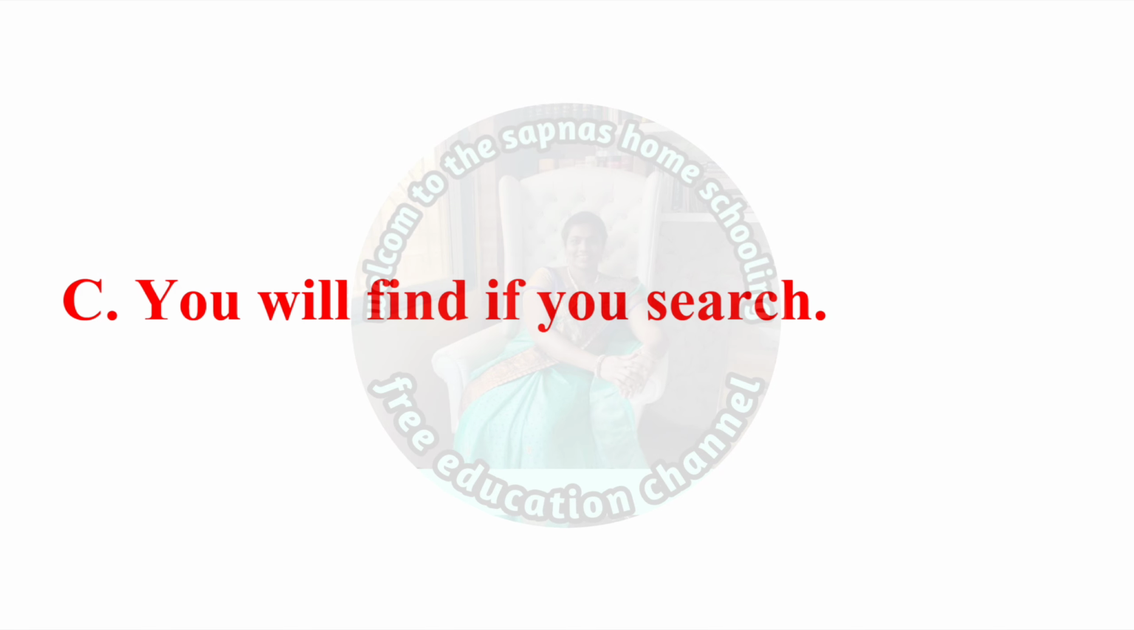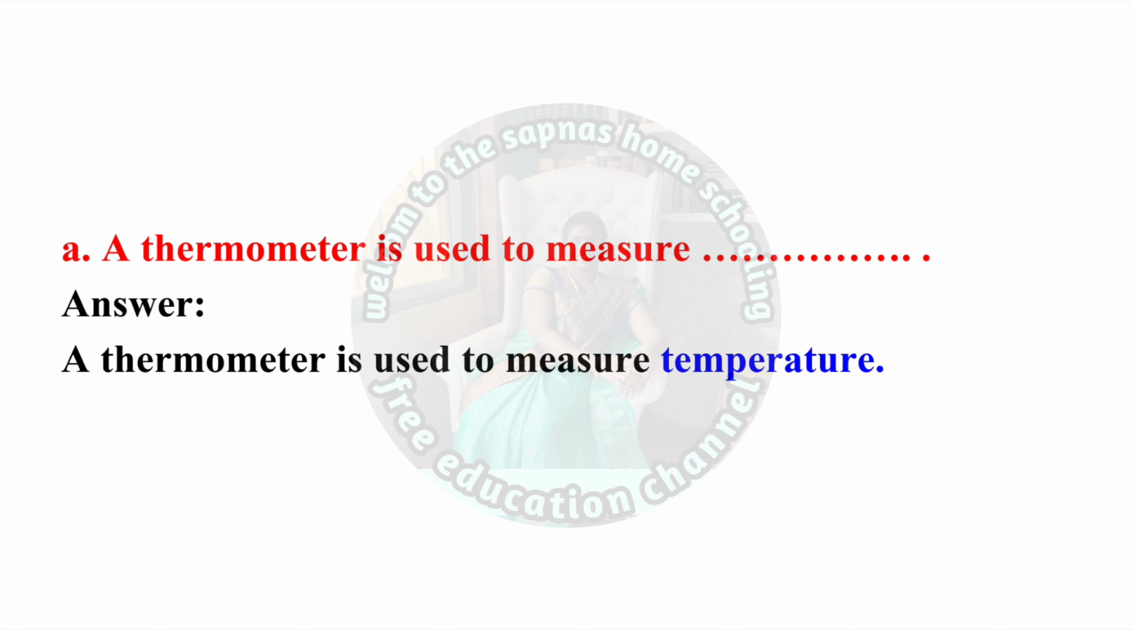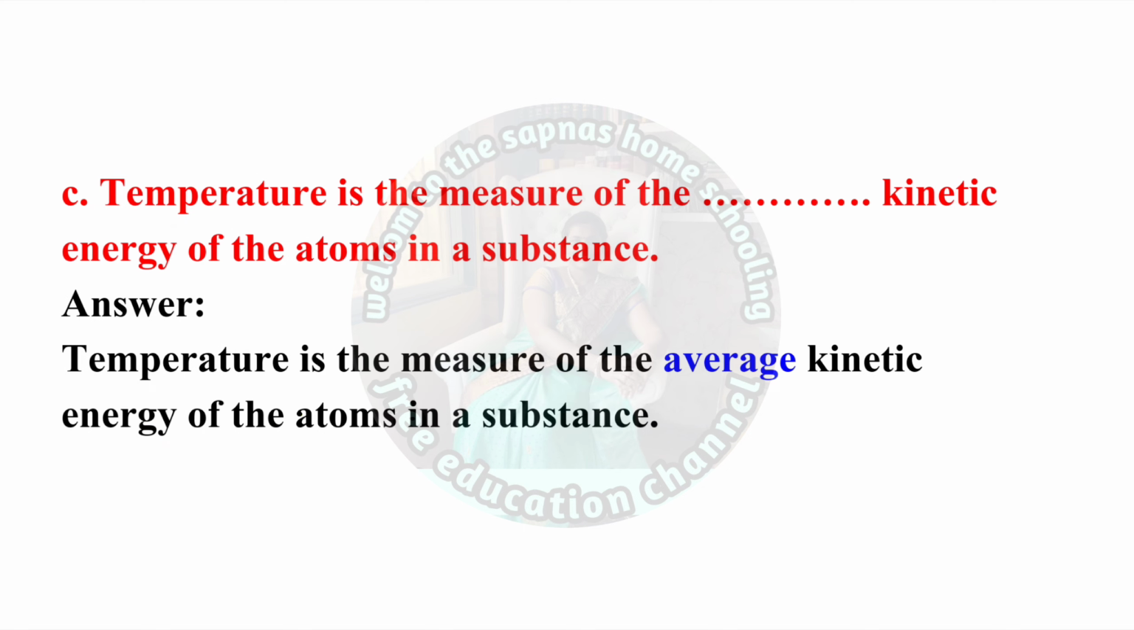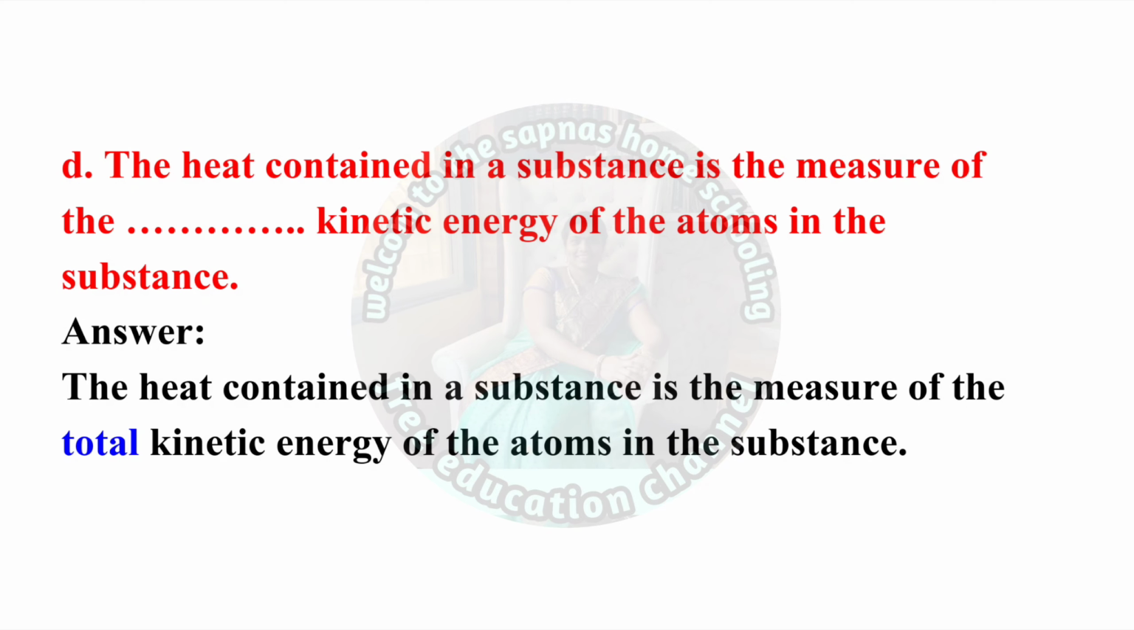Question C. Find the words. A thermometer is used to measure temperature. B. The apparatus used to measure heat is called a calorimeter. C. Temperature is the measure of the average kinetic energy of the atoms in a substance. D. The heat contained in a substance is the measure of the total kinetic energy of the atoms in the substance.